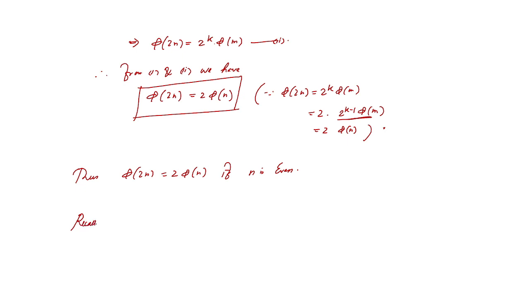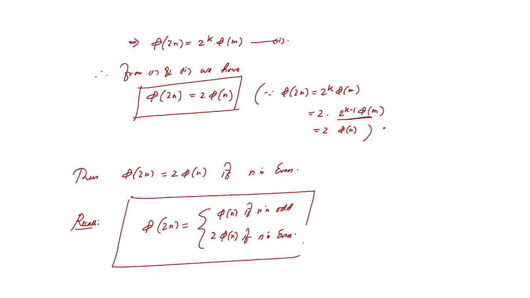So this is our recall. Phi of 2n equals phi n if n is odd, and 2 into phi n if n is even. And obviously our n is a positive integer.